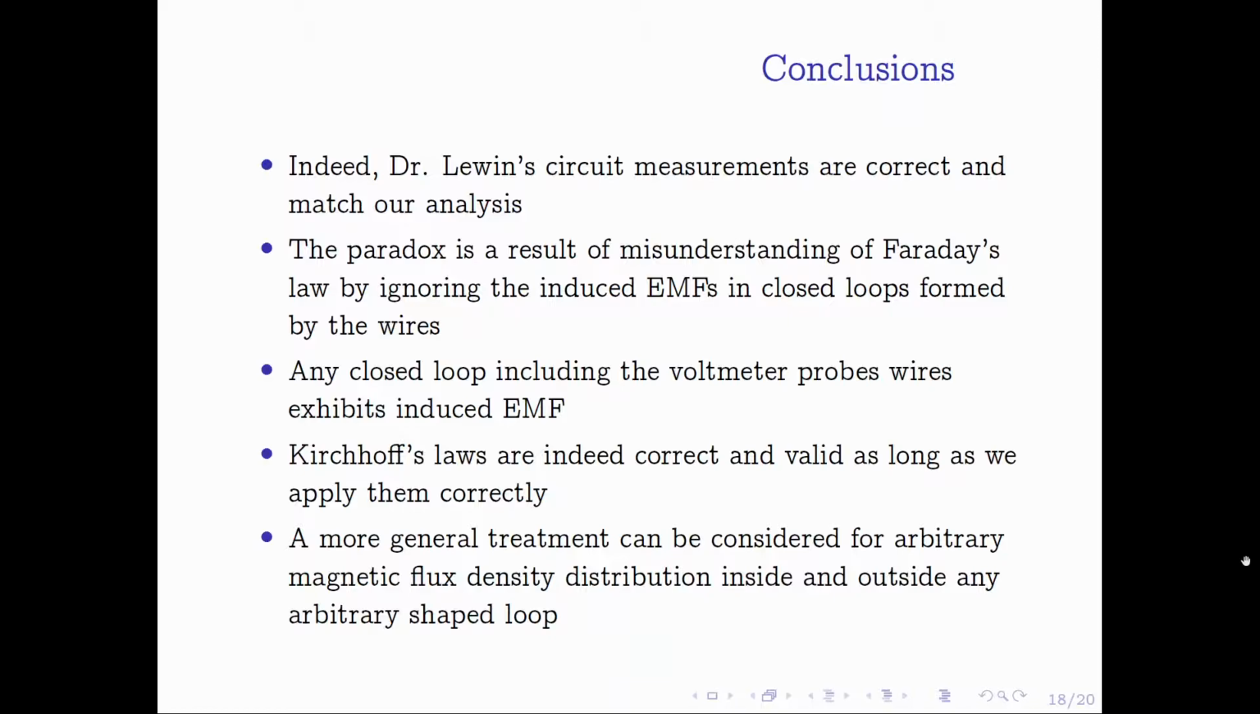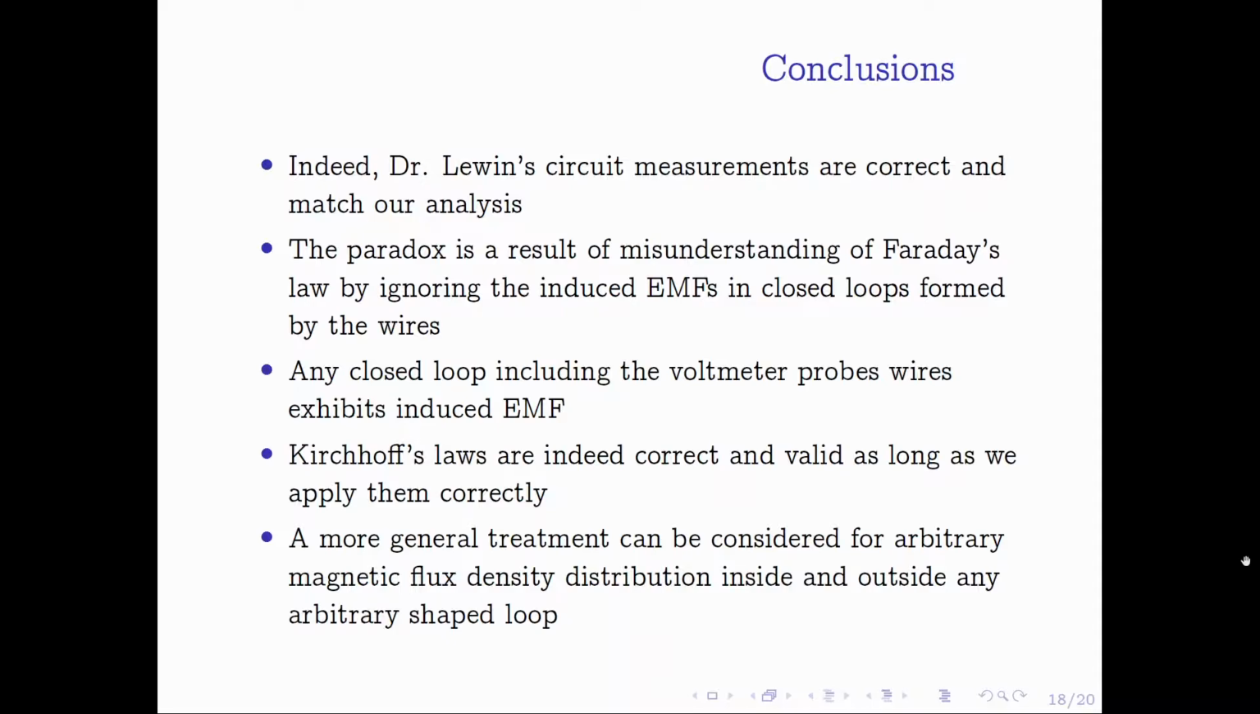After this demonstration, I would like to end with the following conclusions. First, indeed, Dr. Lewin's circuit measurements are correct, and they also match our analysis. However, this paradox is a result of misunderstanding of Faraday's law, by ignoring the induced EMF in closed loops. Any closed loop, including the voltmeter probes and wires, would exhibit induced EMF. And this is the root cause of the paradox or the confusion.